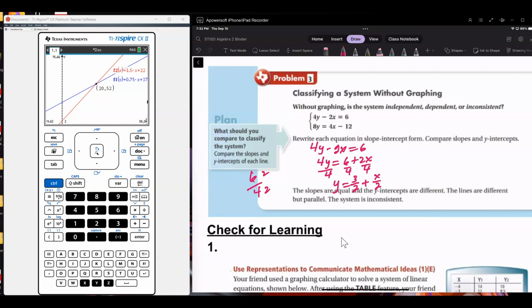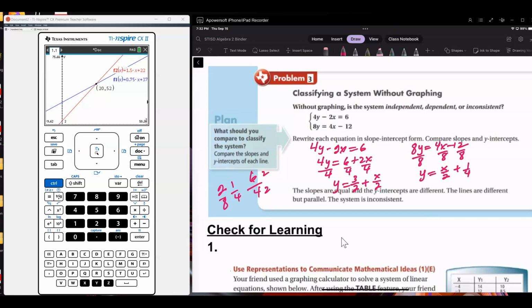Now we're going to place the other equation in slope-intercept form. So you have 8y equals 4x minus 12. Divide by 8, divide by 8, divide by 8. So y equals x over 2 plus, and we notice that we have 2 over 8. So that's going to be 1 over 4 since we have 2 in common. So it's 1 over 4.